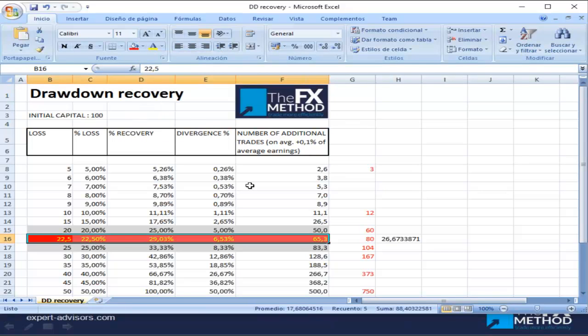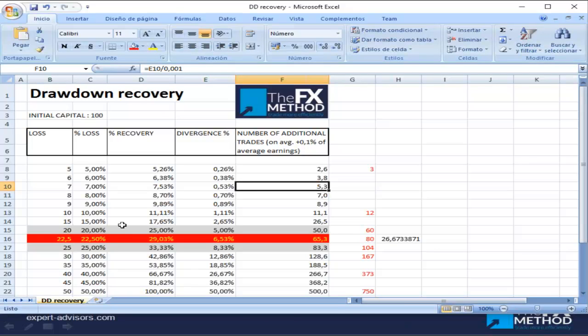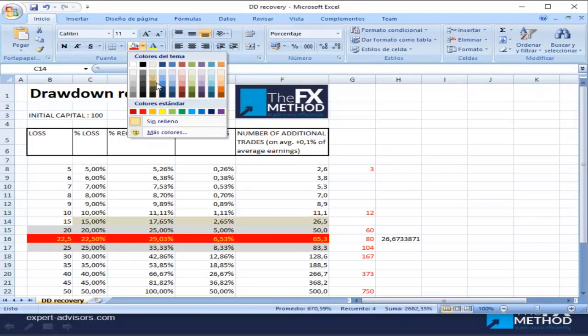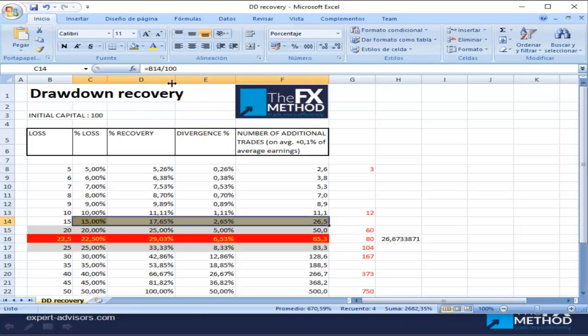I'm going to put it in red. That's really the limit, but you can afford 23% in a trend system, and you cannot afford it on a scalper. You should be stopping on a scalper at something in these surroundings. I would say something like 15% should be your limit in the drawdown you could afford on a scalping system.